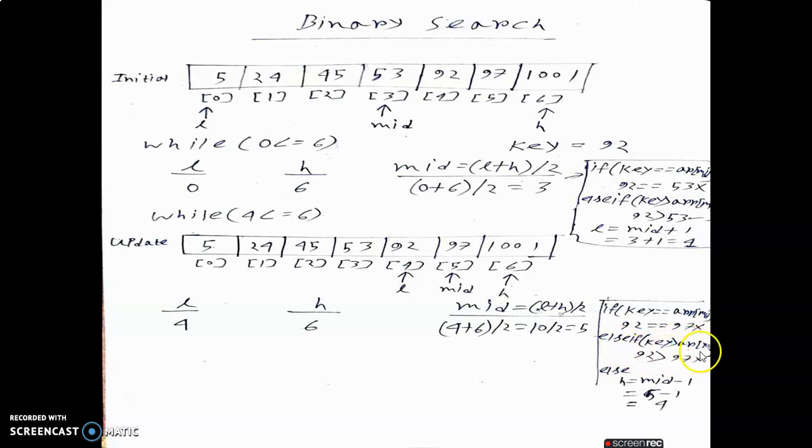If key is greater than arr of mid, what is the key value? 92. Mid is 5, arr of 5 is 97. If 92 greater than 97, the condition is false. So obviously go to the else part, which means arr of mid value is greater than key. Then update the H value. H equals mid minus 1. What is the mid value here? 5. 5 minus 1, H becomes 4.